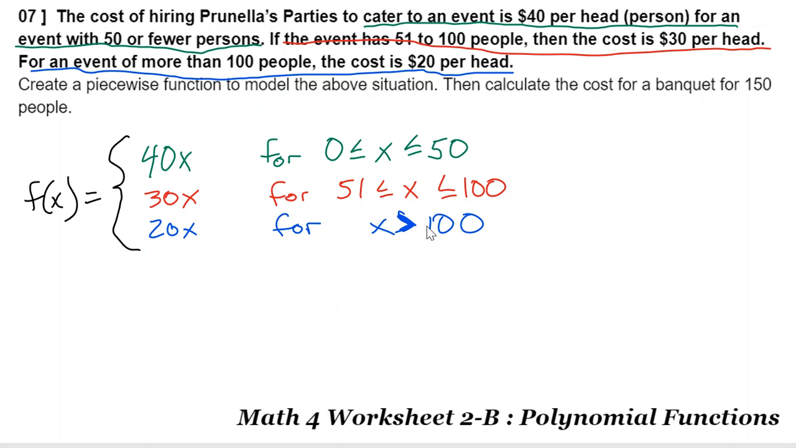So now we have to figure out the cost of 150. Well, that sounds like it would be down in the blue category, where X is above 100. So 20 times 150 is going to be 3,000. Yeah, 30 with 2 zeros on it. Okay. So I think we've done that one.